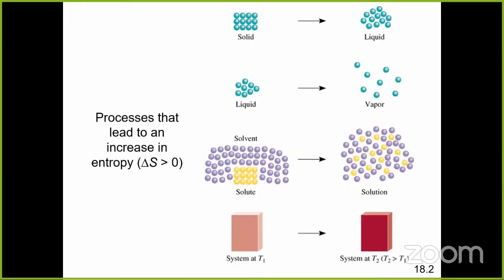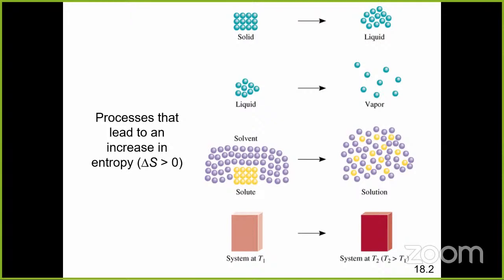This is a summary of some examples of situations where the entropy change is positive, right? Going from a solid to a liquid, we talked about that already, is an increase in entropy. Going from a liquid to the vapor state, same thing. And if you have a solute dissolved in a solvent to form a solution, that also corresponds to an increase in entropy. And even within the same state, just a change in temperature, right? Let's say you have iron at 50 degrees and you heat it to iron at 80 degrees. Even though it's in the same state, there's an increase in entropy.